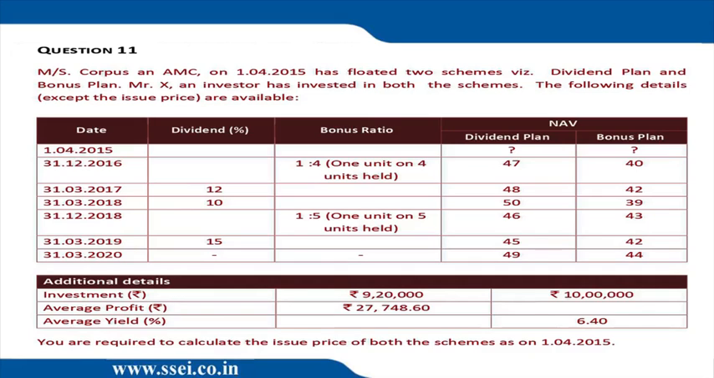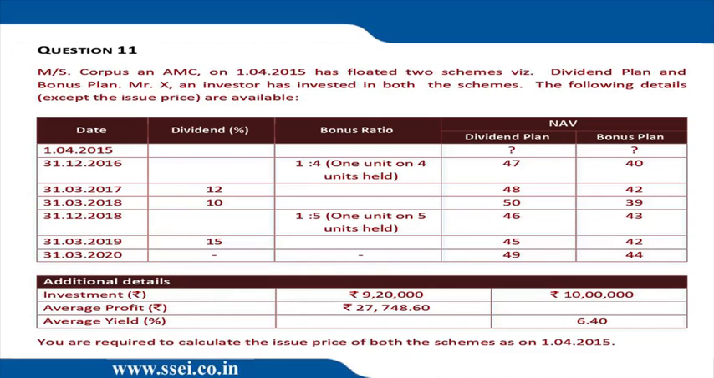So you can see the dividend percentage is given. Of course, they are to be applied on the face value of 10. So we have 1.2 dividend per unit, 1 dividend per unit and 1.5 dividend per unit. And the bonus is 1:4, 1:5, which everybody knows. The last NAV is very important, 49 and 44. That will come to use. Now I am going below.